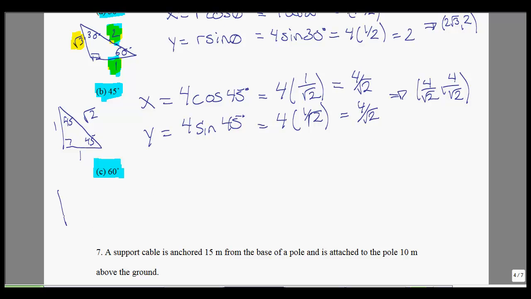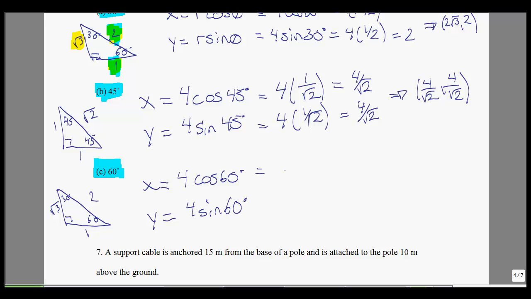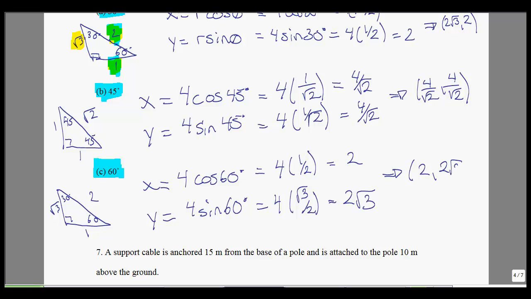We can use the same triangle that we used for part A. Now we'll just use our 60 degree angle instead of our 30 degree angle. But we'll have the same side lengths. So, what do we deduce for x and y? Using r for 4 again, 4 cos of 60 degrees and 4 sine of 60 degrees. 4 times 1 over 2 and 4 times root 3 over 2, leaving us with solutions of 2 and 2 root 3 with a point of 2, 2 root 3.